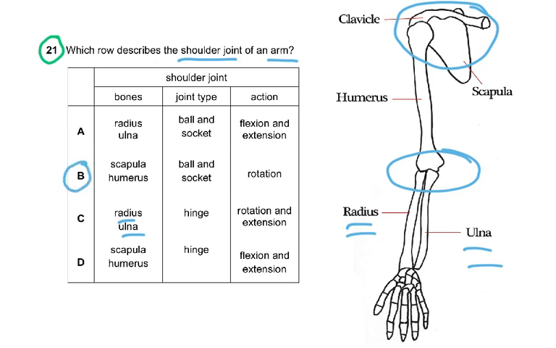Scapula and humerus. Radius, ulna and humerus would form the elbow joint. Scapula, clavicle, humerus: we don't study the clavicle so much. So the scapula and humerus make the shoulder joint. It's a ball and socket joint. The elbow joint is a hinge joint.